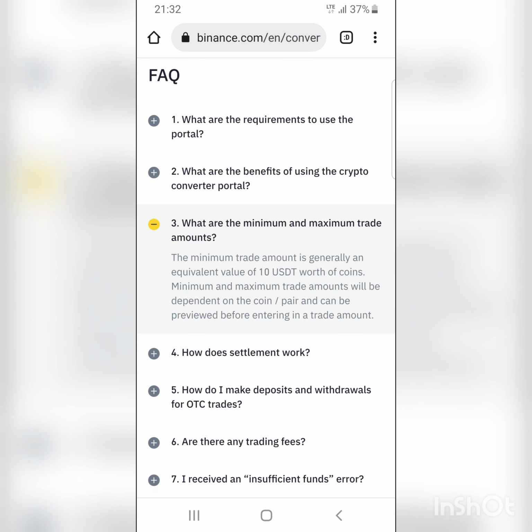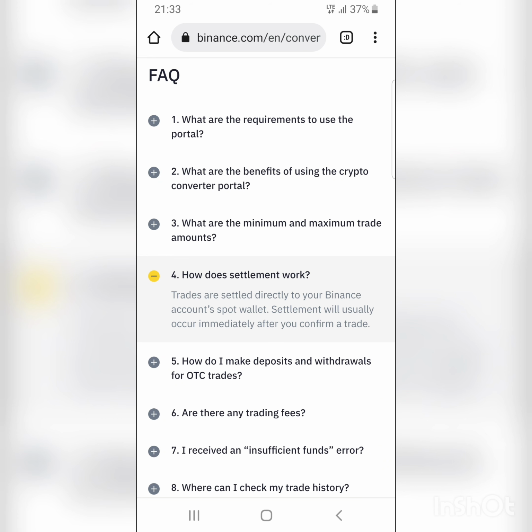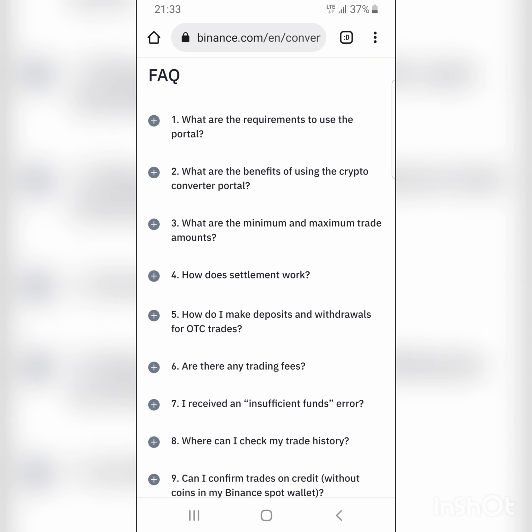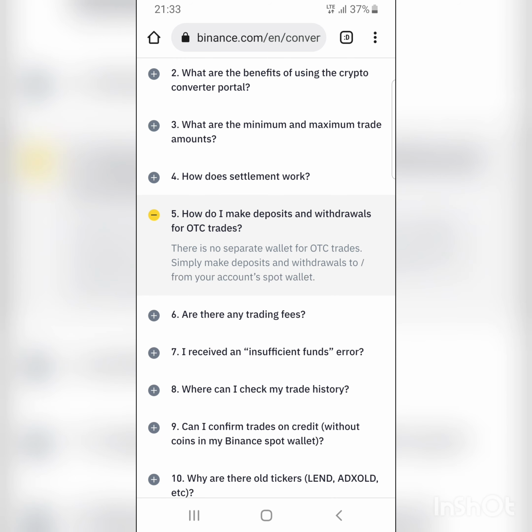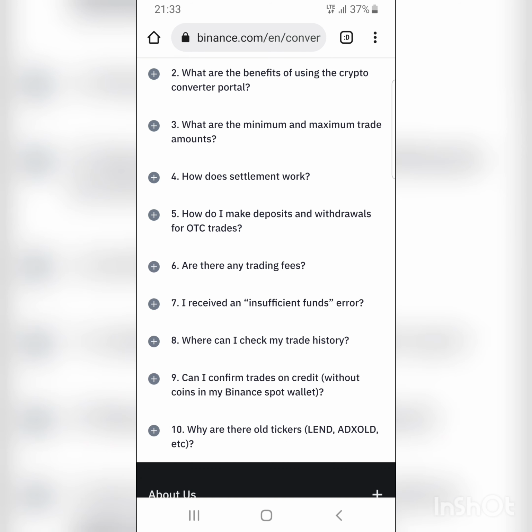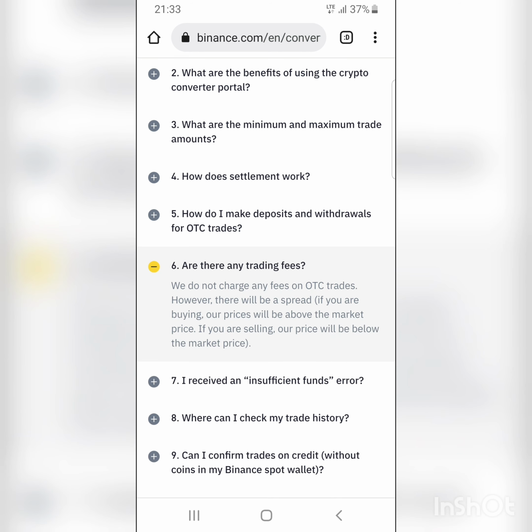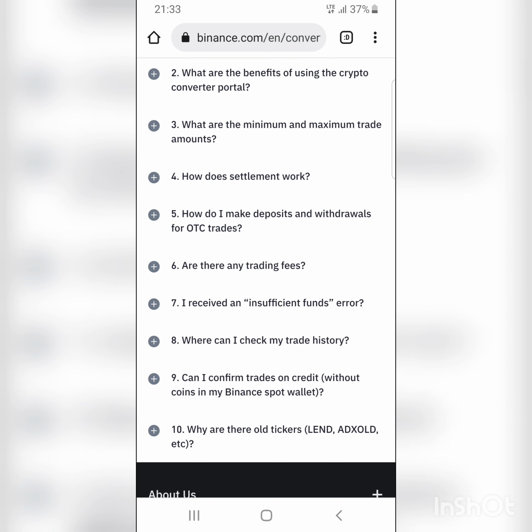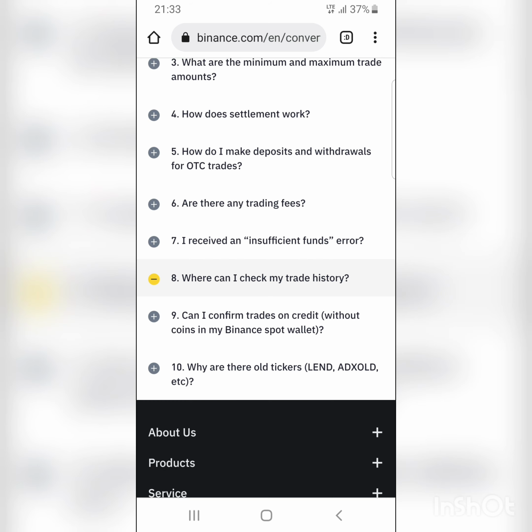What are the minimum and maximum trade? The minimum trade amount is generally an equivalent amount of 10 USDT worth of coins. So it's a minimum of 10 USDT. How does the settlement work? The settlements are settled directly to your Binance account spot wallet. I'll show that to you. How do I make deposits and withdrawals? There is no separate wallet for OTC trades. Simply make deposits and withdrawals from your account's spot wallet. Are there any trading fees? No. We do not charge any fees on OTC trades. However, there will be a spread if you are buying. Our prices will be above the market, but the spread is really small, so no need to worry. Trade history, I'll show that to you. Can I confirm trades on credit?